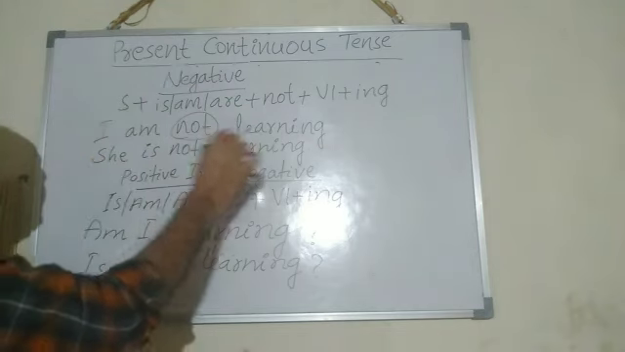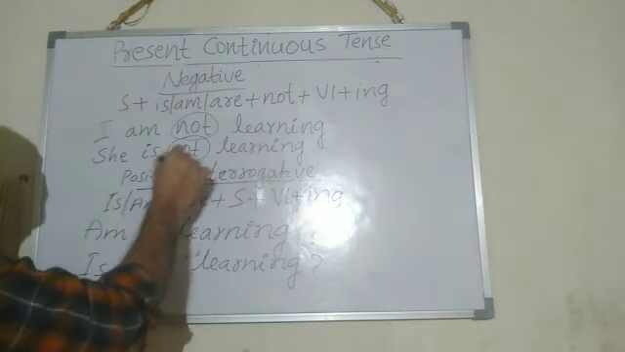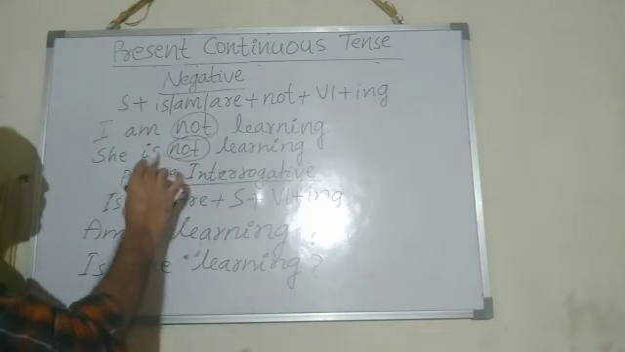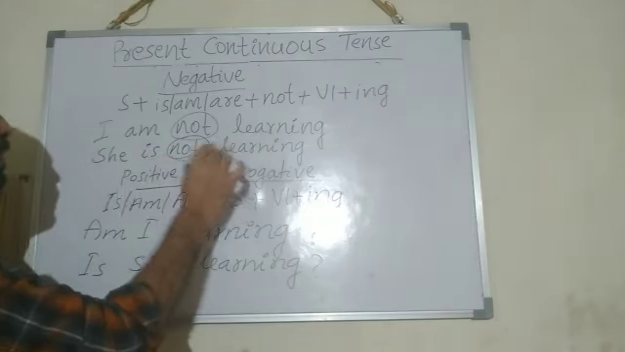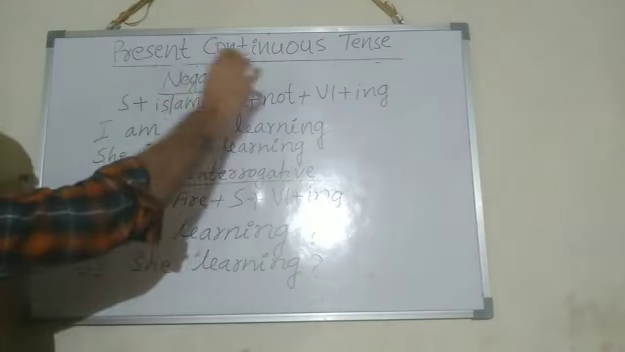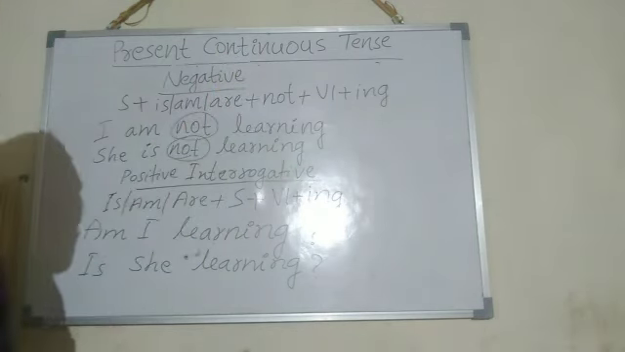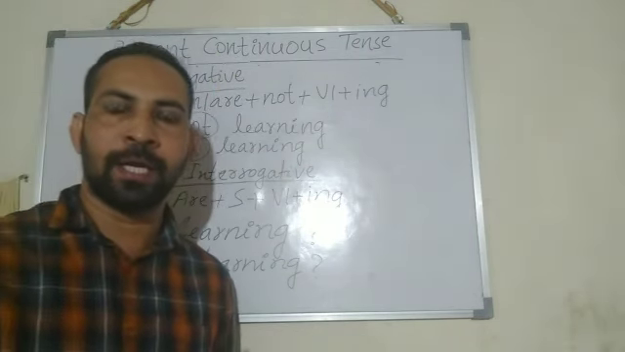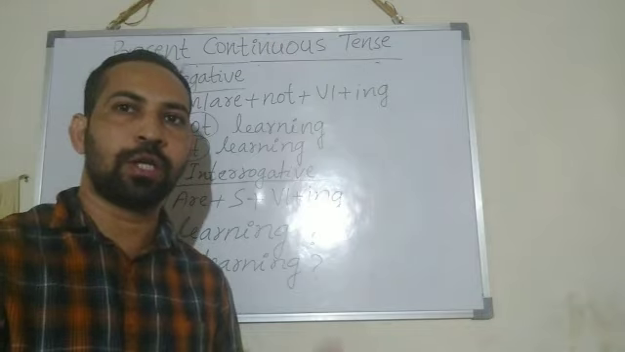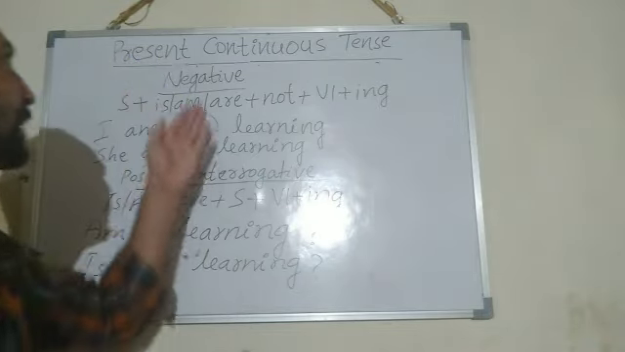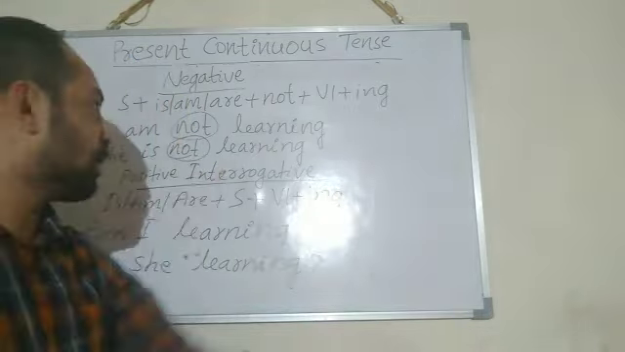She is not learning. So not is used here between the auxiliary verb and the main verb in a negative sentence of present continuous tense. You are not learning. We are not learning. He is not learning. All these are examples of negative sentences of present continuous tense. Okay?